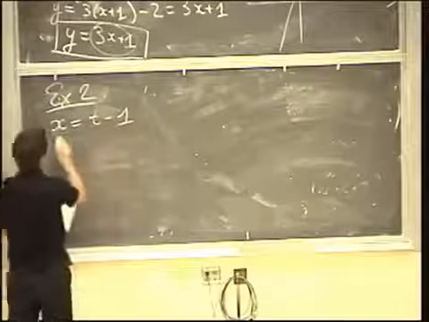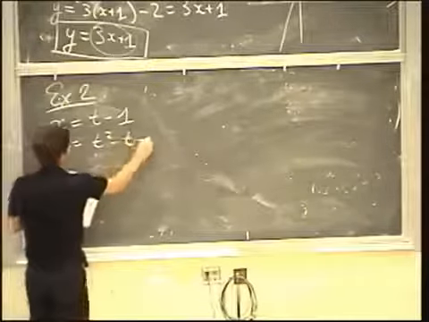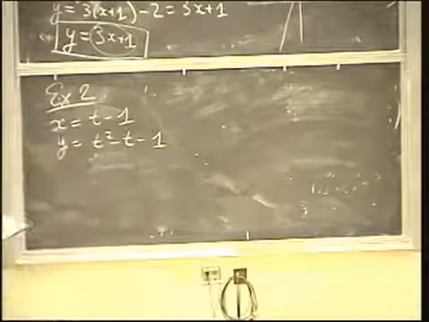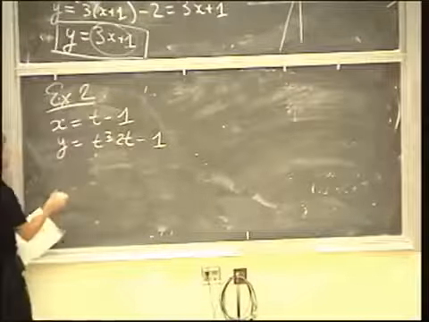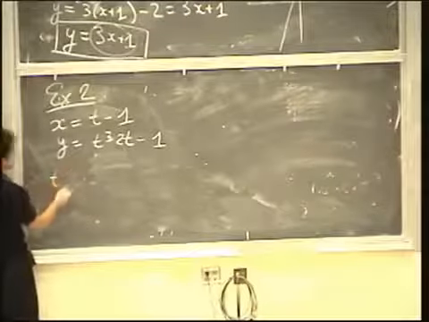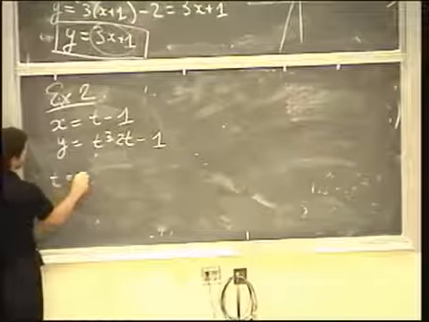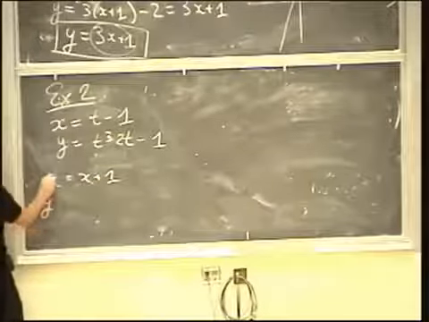x is equal to t minus 1, but y now is equal to t squared minus 2t minus 1. Okay, I was writing 2t, but it doesn't matter. So same idea. Again, express t in terms of x, t equals x plus 1, and substitute in this formula, right?